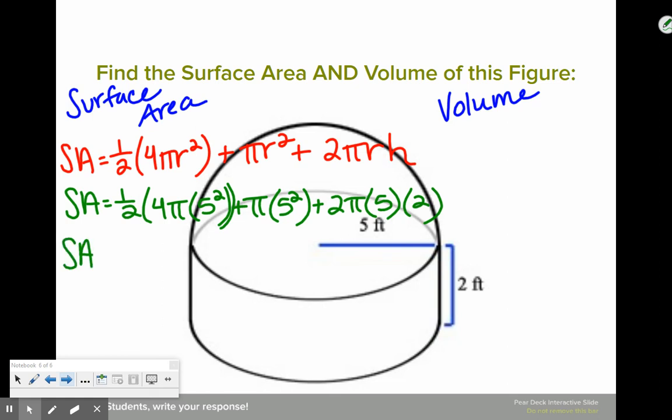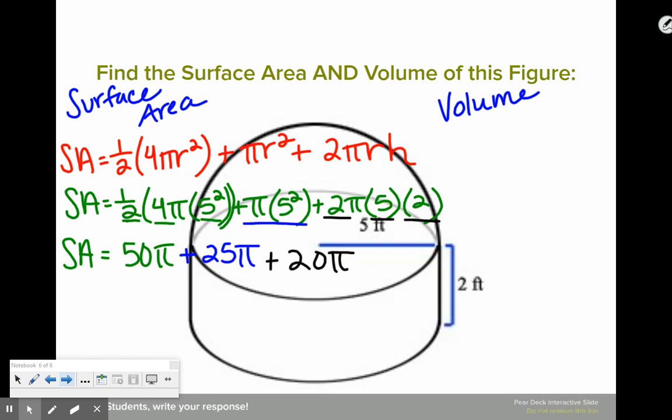Now I'm going to do some multiplying. 1/2 times 4 times 25, so I get 50 pi there. You can check it in your calculator: 1/2 times 4 times 5 squared, which is 25. Then I can do 5 squared, which is 25 pi. Then I can do 2 times 5 times 2, so I get another 20 pi at the end there. When I add together 50 plus 25 plus 20, I get a surface area of 95 pi feet squared.